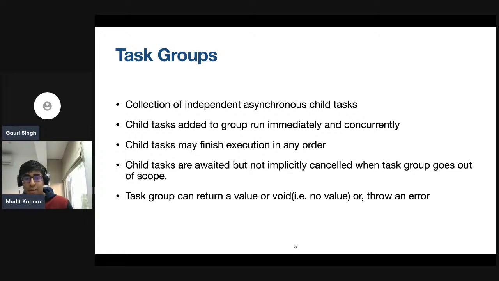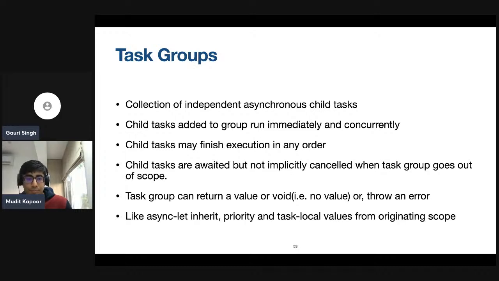The task group can return void, or it can return some value, or it can return an error. And like I showed you in that infographic, in that table, you can inherit priority, task local values, all of the stuff from the originating scope.